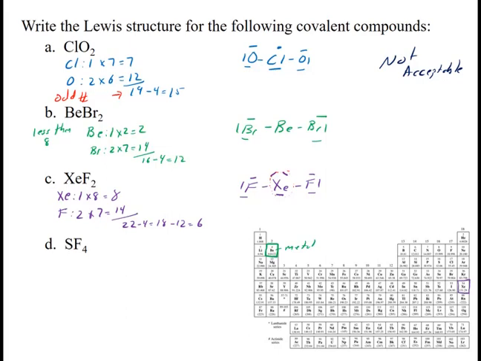For this one would be xenon, double bond fluorine, double bond, and I still have to have a lone pair. Okay, that's not acceptable. I do not want to see these. I don't really like seeing them like this.